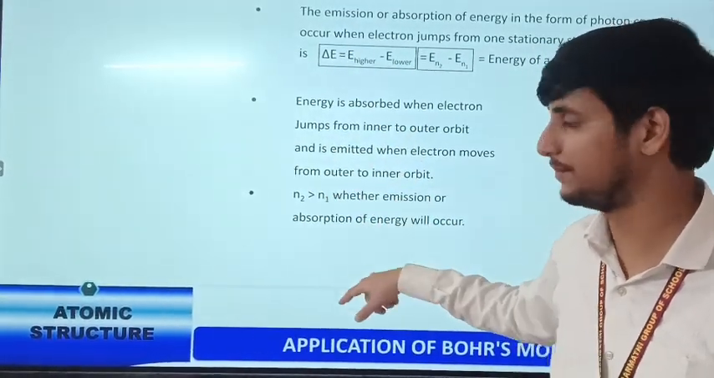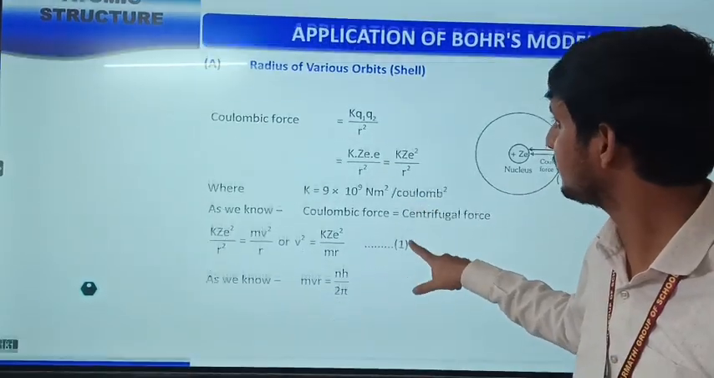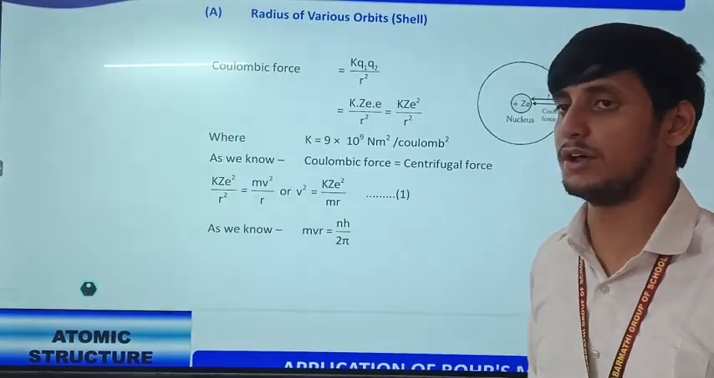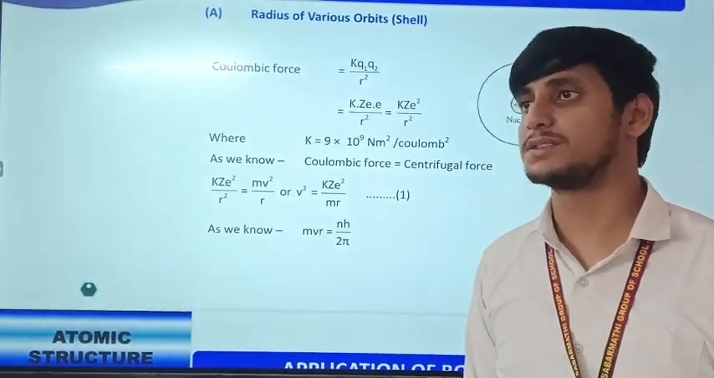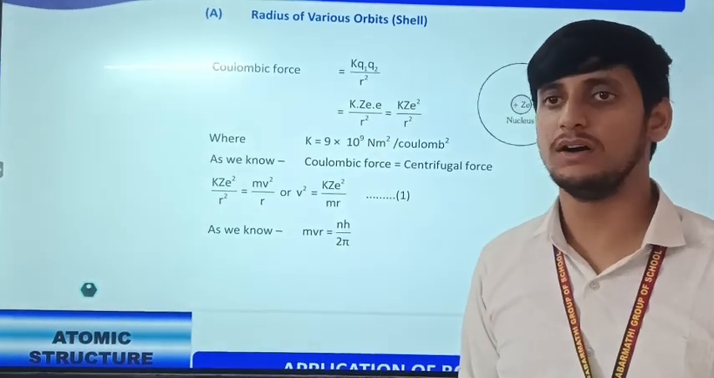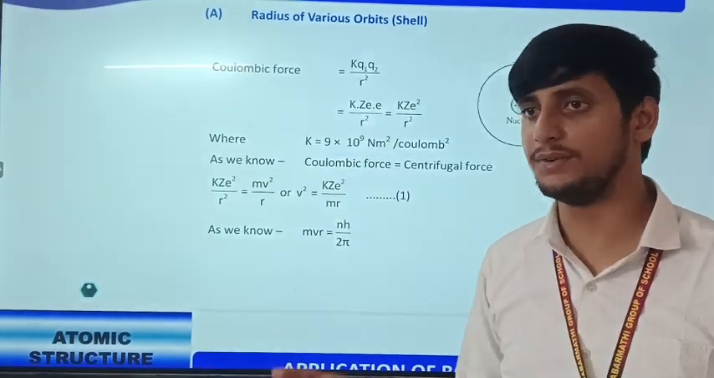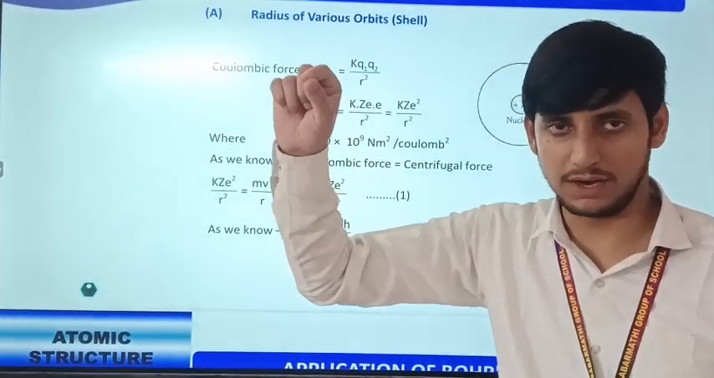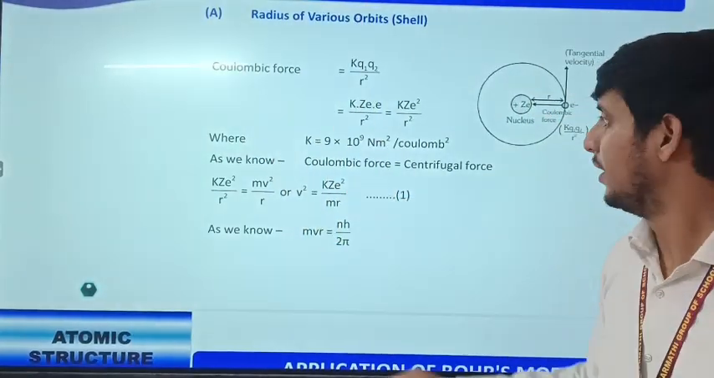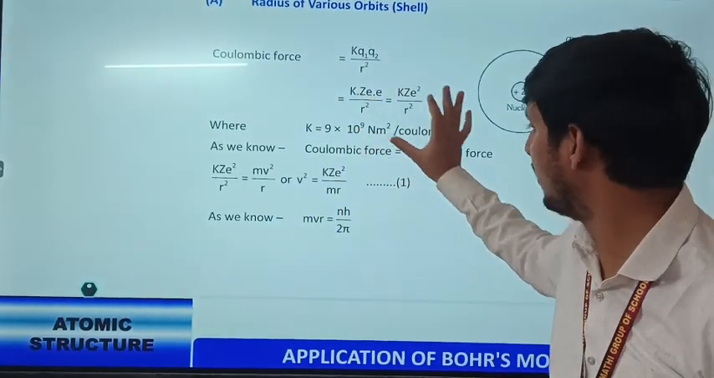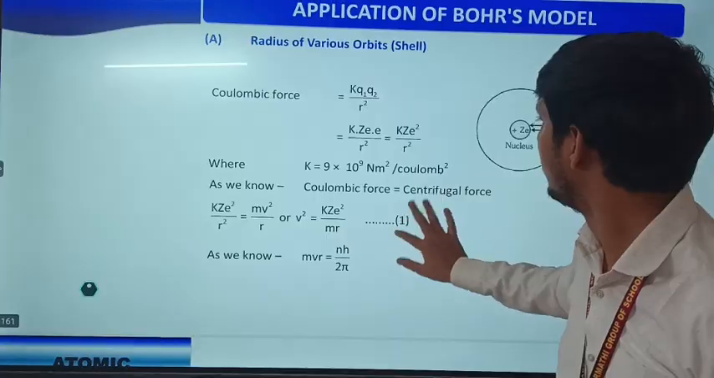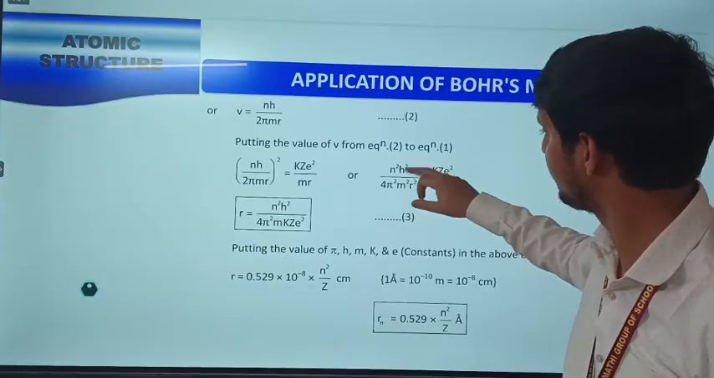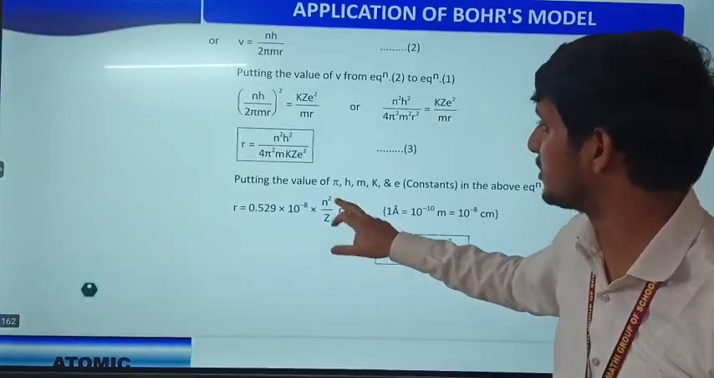Fifth postulate. Radius of various orbits. First time Bohr explained this. Bohr gave the formula for calculation of the radius of each orbit. And the formula, first, with the derivations. Remember these formulas.